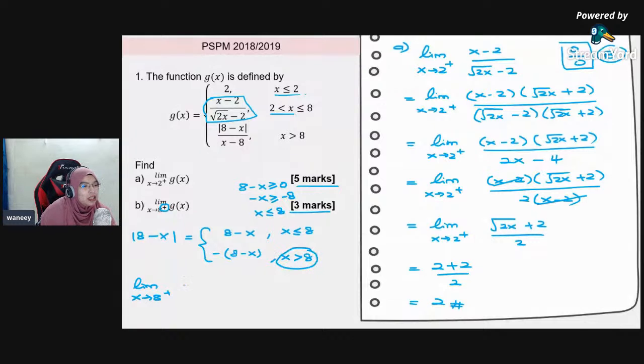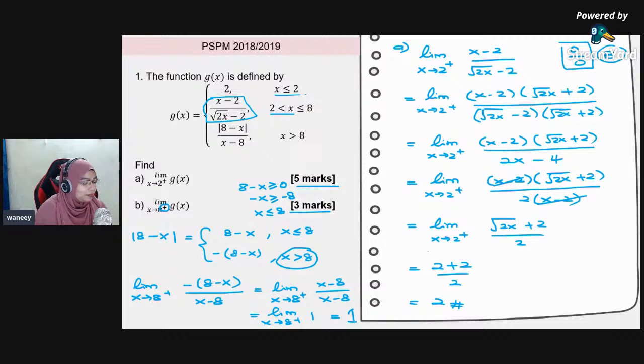So I'm going to use negative of 8 minus x over x minus 8. So we're going to simplify our numerator a little bit. So this is the limit for x approaching 8 on the right hand side of x minus 8 over x minus 8. So benda yang sama kita boleh cancel out, kita akan dapat 1. So this is the limit for x approaching 8 on the right hand side of 1 and the answer for this is 1. So dapatlah 3 markah.